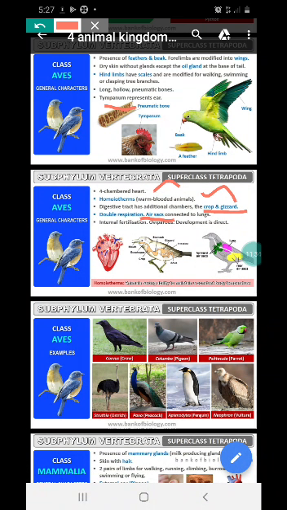And what about their reproduction? These are egg laying, you know that. They are oviparous with direct development of the young ones. And the fertilization is internal, you know that. Clear? So these are the examples of the different kinds of birds.